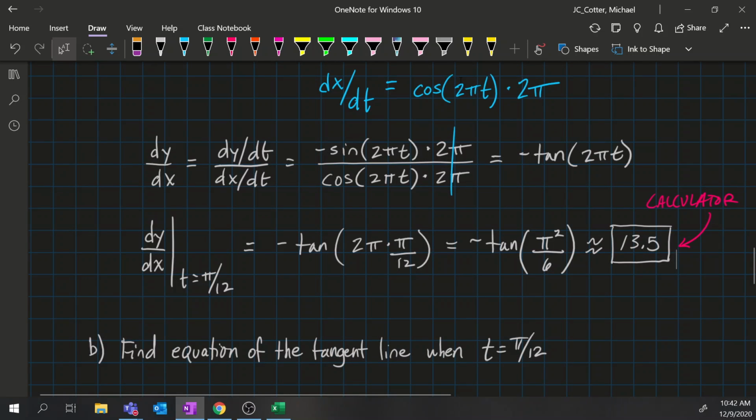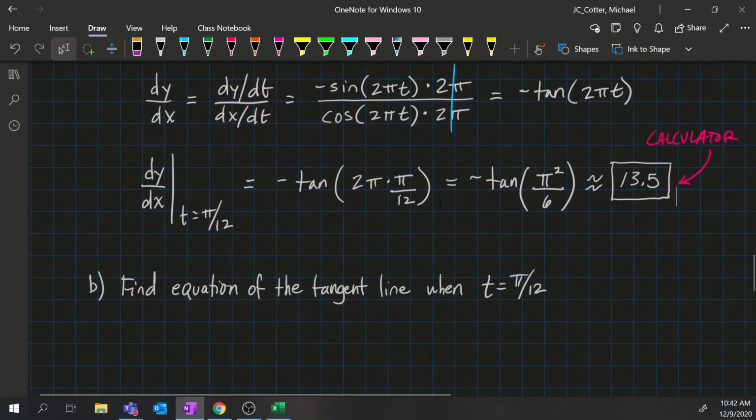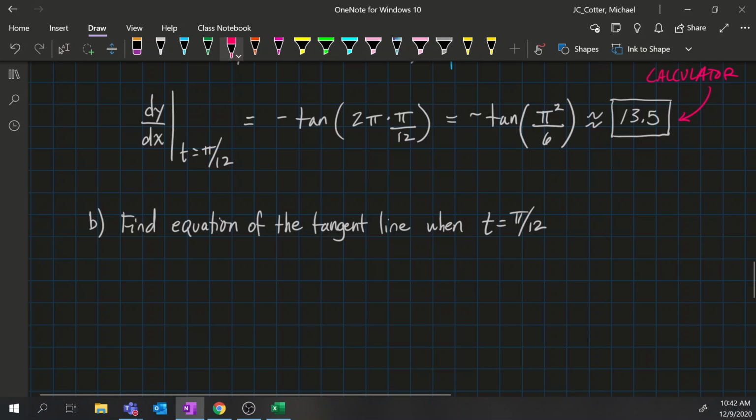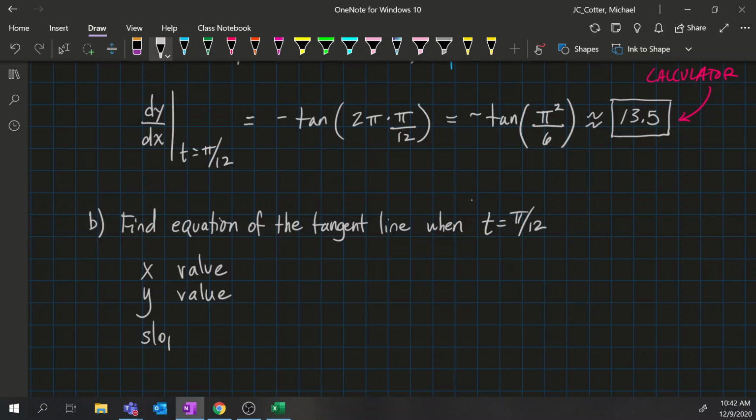Okay, so remember that for the equation of a tangent line, what you need is an x value, a y value, and you need a slope, right? And we're going to do all of these when t equals pi over 12, okay? Now we just figured out that slope. So the slope when t equals pi over 12 is going to be 13.5.